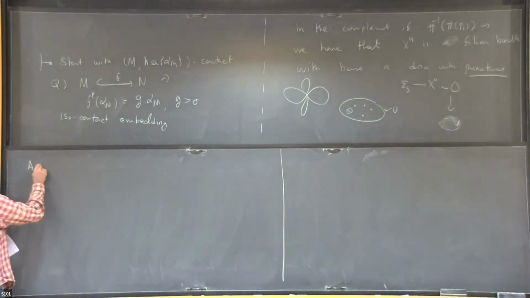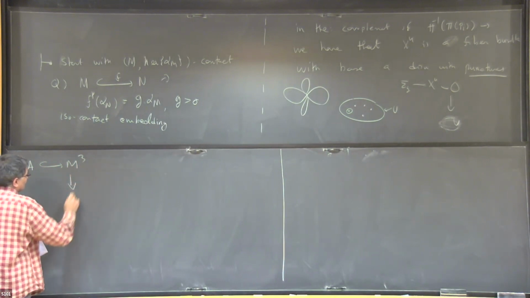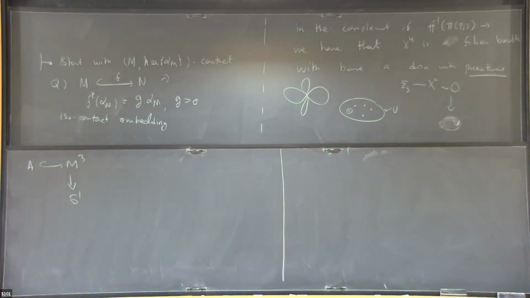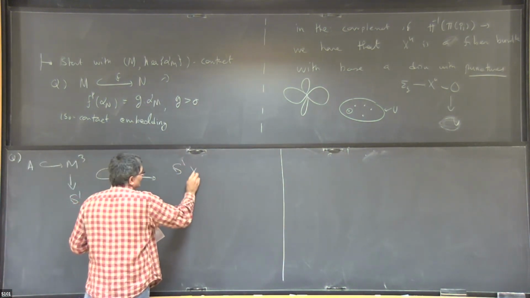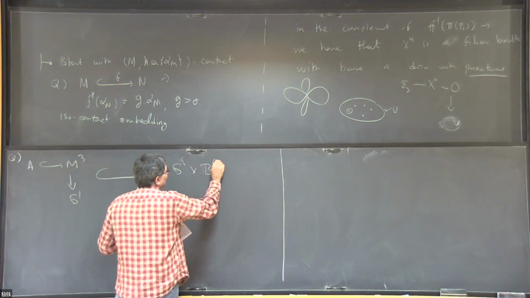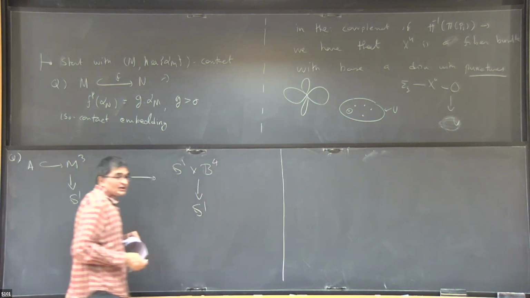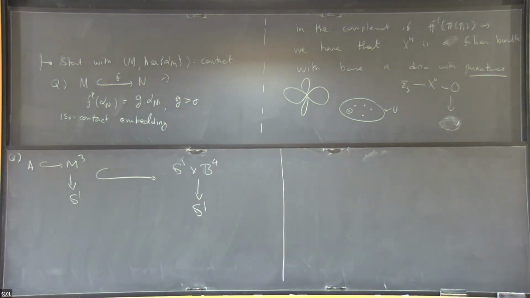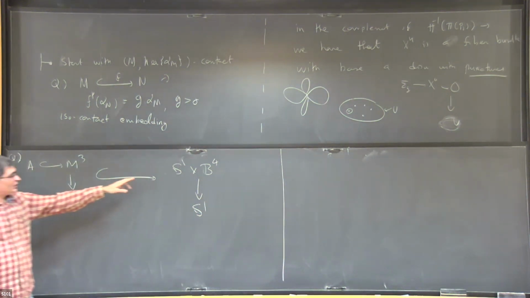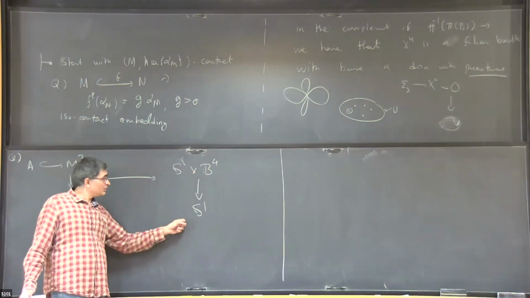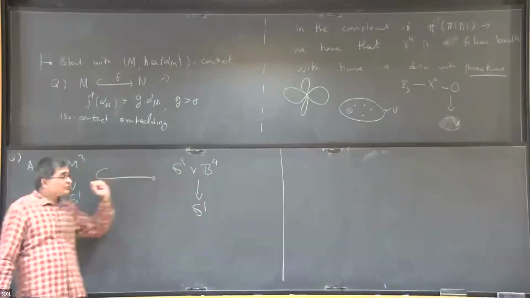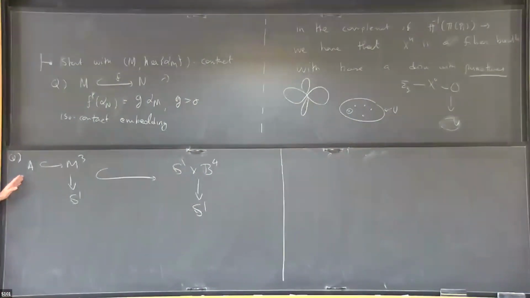You have A, and you have a fiber bundle over S1, and we ask the question: is it possible to embed this inside, say, S1 cross B4 such that this embedding is fiber preserving? This is a trivial fiber bundle as discussed before, and you project on the first factor. So this is a fiber bundle of dimension 5. And here you have an arbitrary fiber bundle, but with fiber annulus.